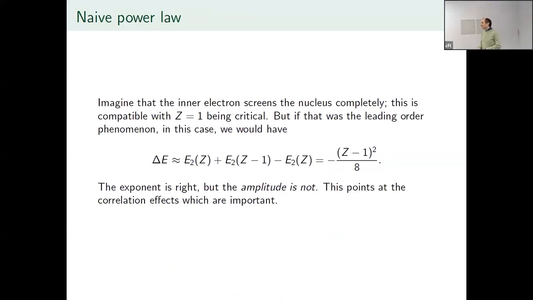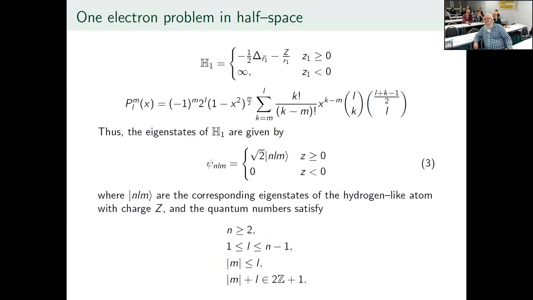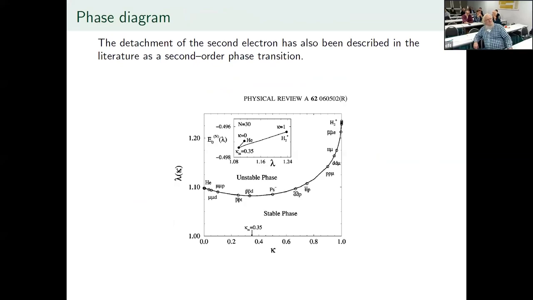Yes, I have a very dumb question about this plot you showed, where you were changing the mass ratio and the charge on the supercritical line. There are a bunch of examples here, like helium and two muons and a proton. So why do all of these things appear on the critical line and not anywhere else in the diagram? I thought it was kind of spooky.